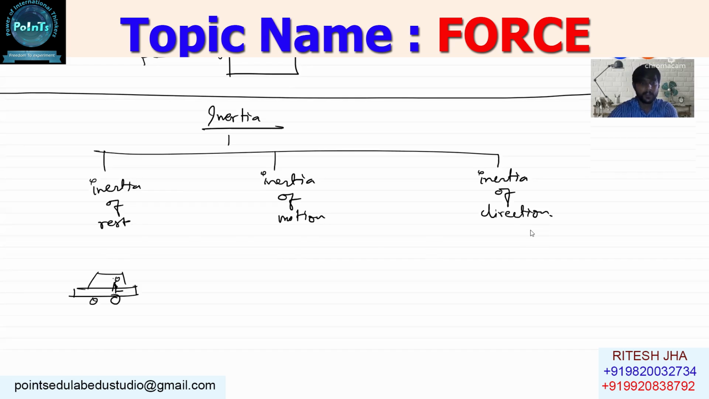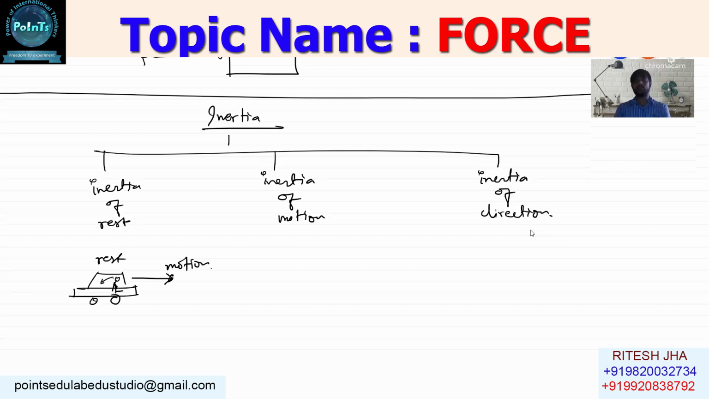And all of a sudden, the car starts moving forward. You are not driving the car, by the way. You're just sitting in it. So all of a sudden, the car starts moving. From rest, if it is set into motion, what do you observe? That you get a backward jerk. Why do you get a backward jerk?